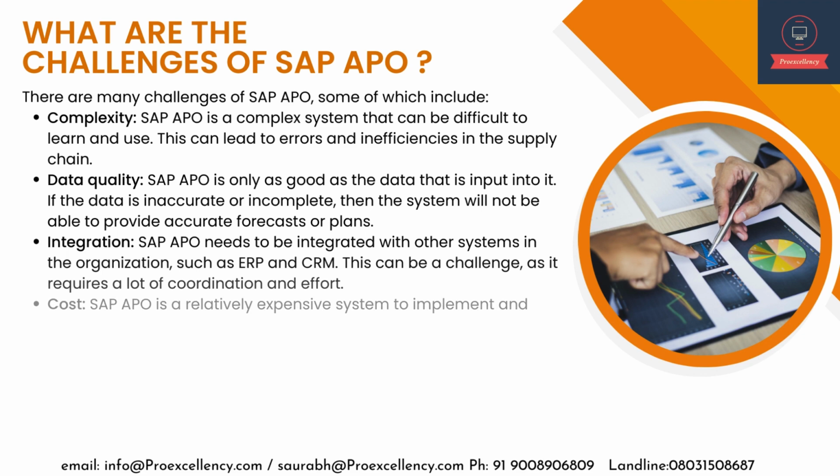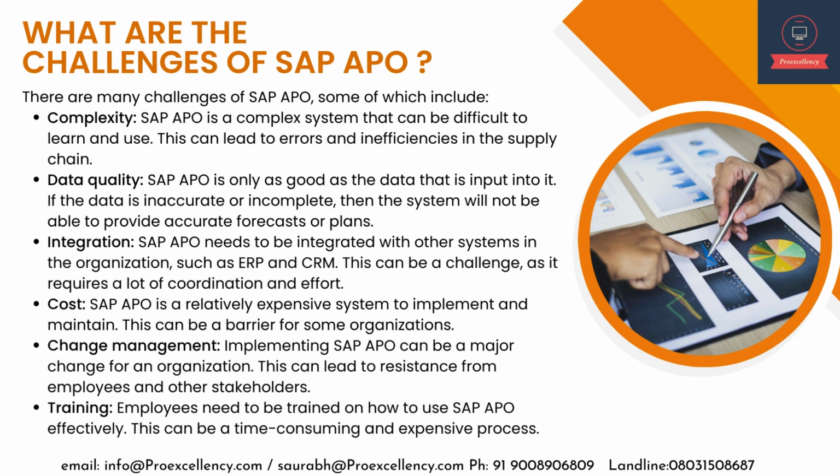What are the challenges of SAP APO? There are many challenges of SAP APO, some of which include complexity. SAP APO is a complex system that can be difficult to learn and use. This can lead to errors and inefficiencies in the supply chain. Data quality. SAP APO is only as good as the data that is input into it. If the data is inaccurate or incomplete, then the system will not be able to provide accurate forecasts or plans.